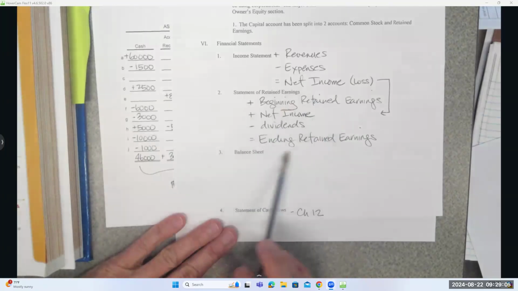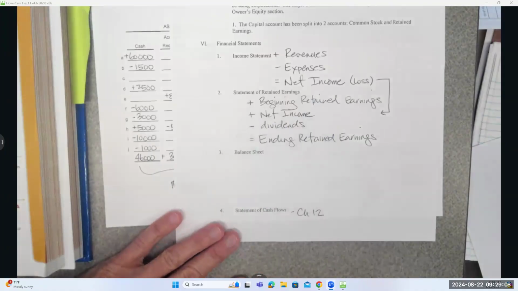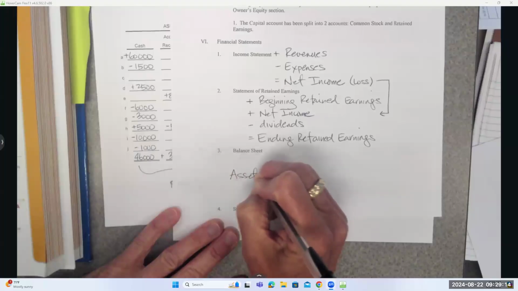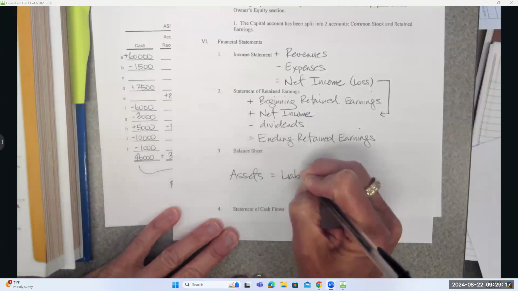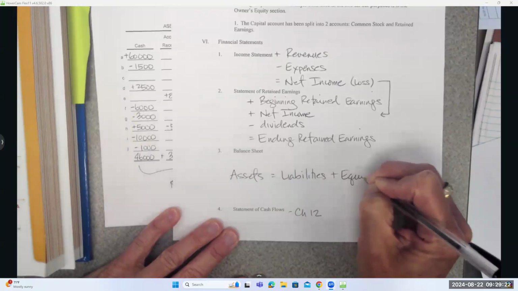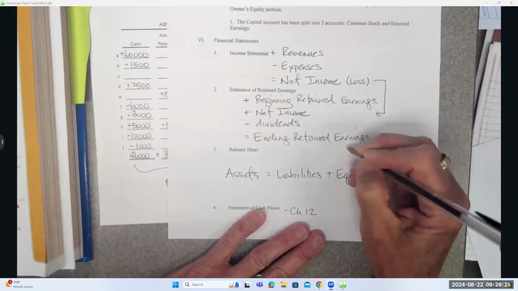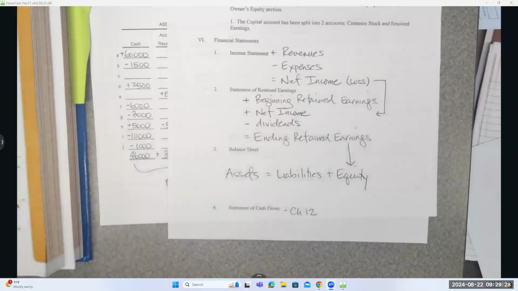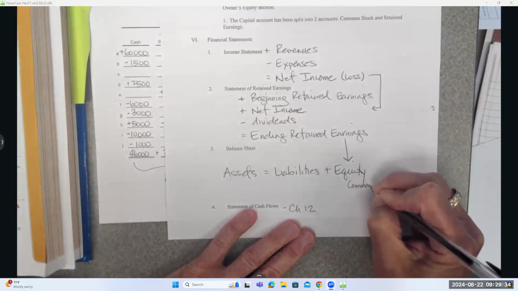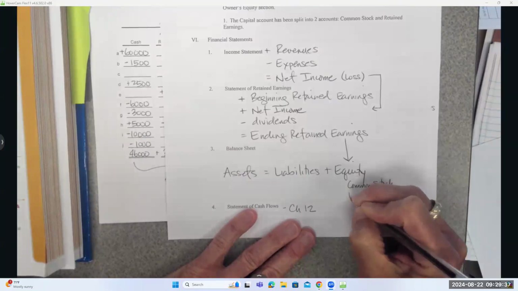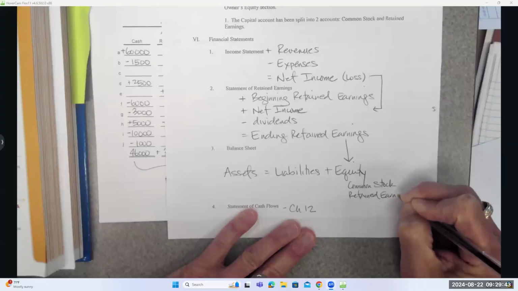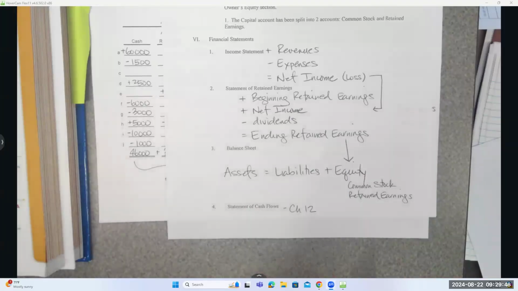So how did the results of the operations for the time period affect our equity? And then our balance sheet is our fundamental accounting equation. Assets equals liabilities plus equity. So this amount will be included as part of the equity. We will list the two accounts. We will list here the common stock as the invested equity and the retained earnings, that is the earned equity.